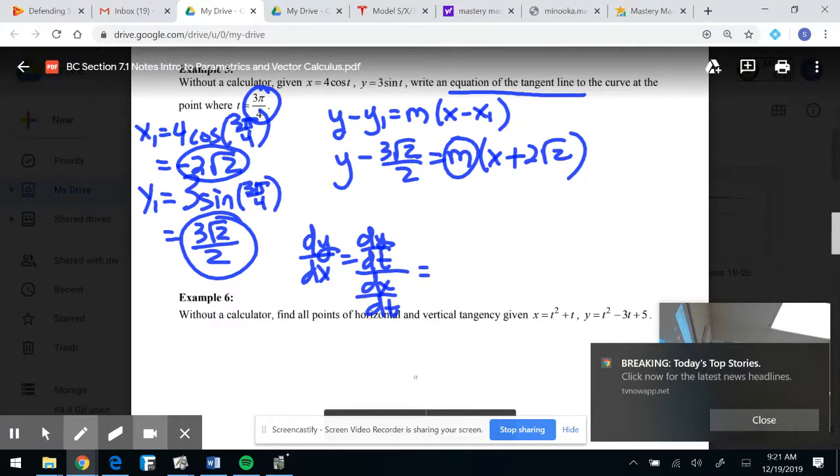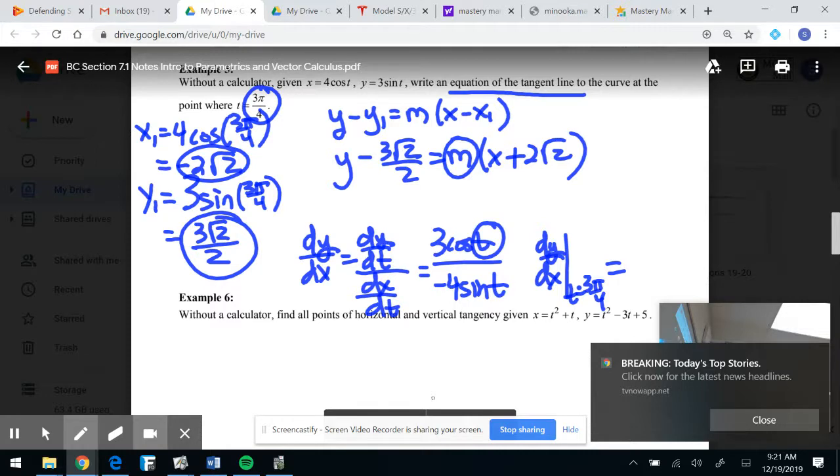dy/dt: the derivative of 3 sine t would be 3 cosine of t. The derivative of 4 cosine t, dx/dt, would be negative 4 sine of t. Right, I'm going to go ahead and evaluate this at t equals 3 pi over 4. If I plug that in, it's going to give me 3 radical 2 over 2. Ooh, negative though, right, class?